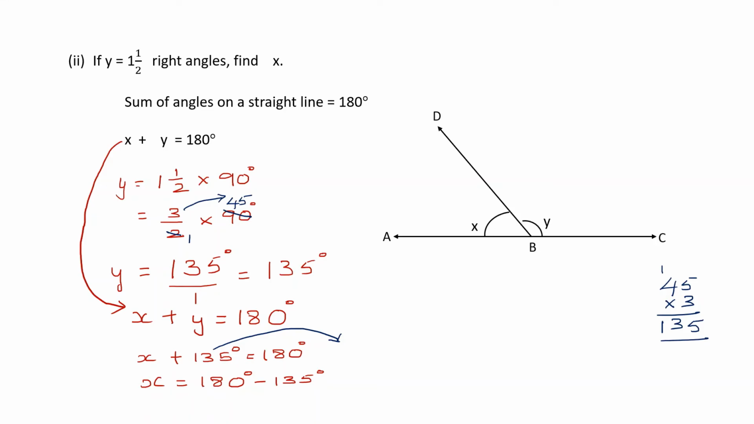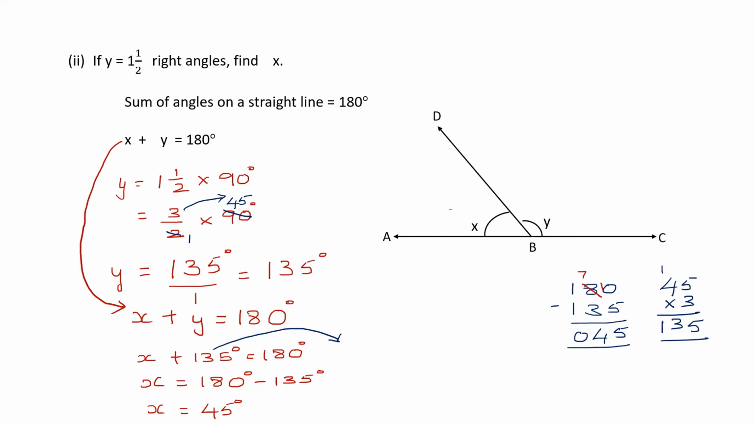So let's subtract 180 minus 135. So let's borrow here. This becomes 7 and 10. 10 minus 5 is 5. 7 minus 3 is 4. 1 minus 1 is 0. So here we have found that x is equal to 45 degrees.